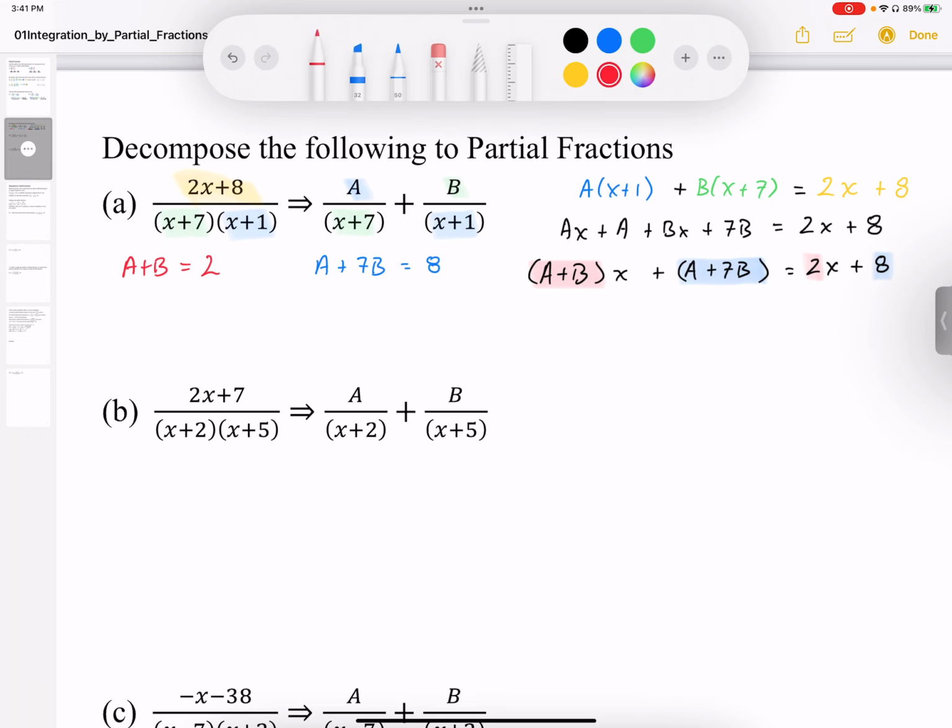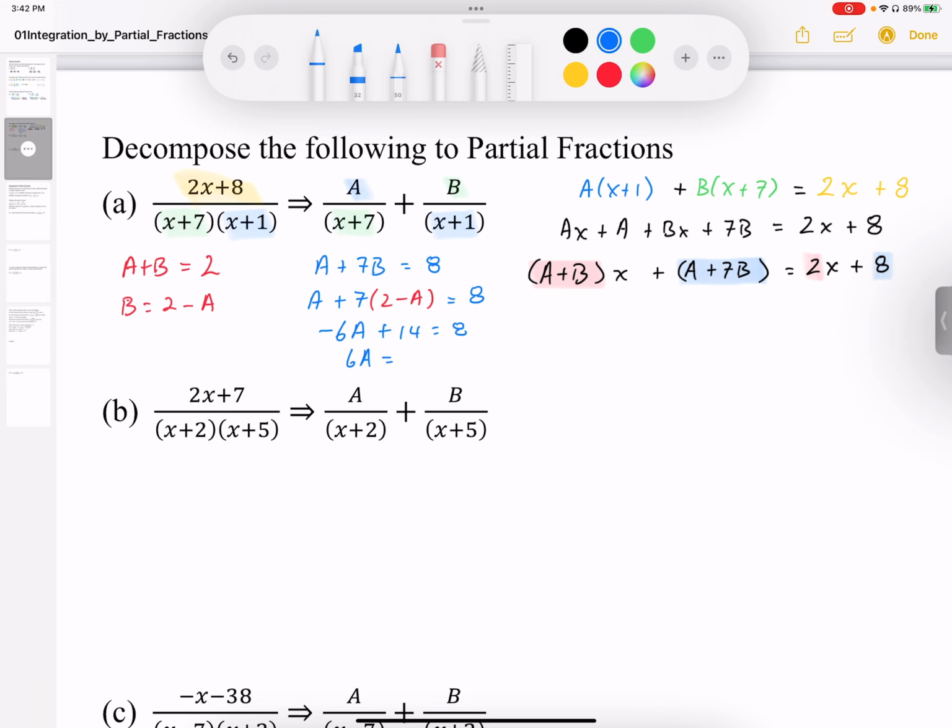I can solve for b. b is equal to 2 minus a. And then I'm going to replace the b in the second equation. So instead of 7b, I'm going to replace that with 2 minus a. And that then gives me one variable to solve for. In this case, I only have one a to solve for. So a minus 7a is going to give me negative 6a, plus 14 equals 8.